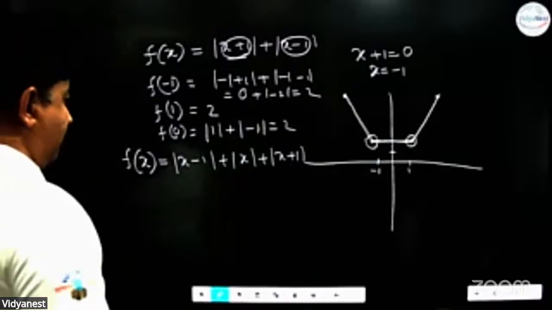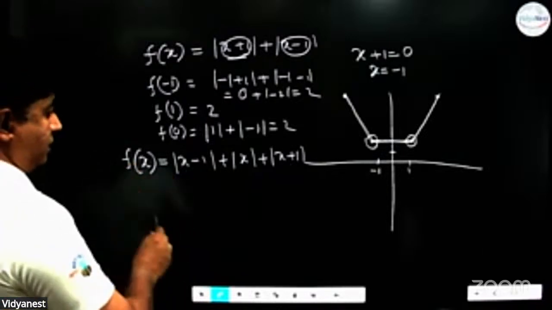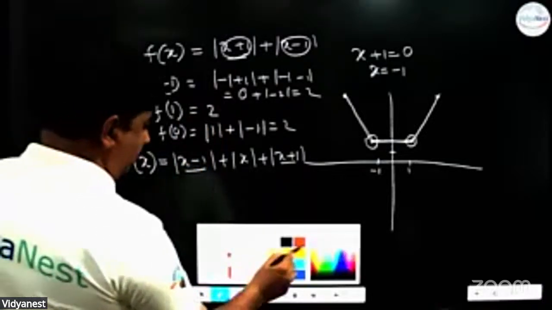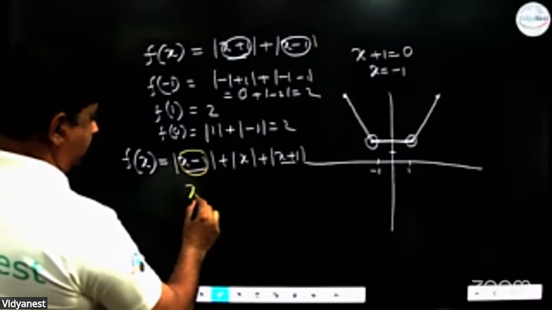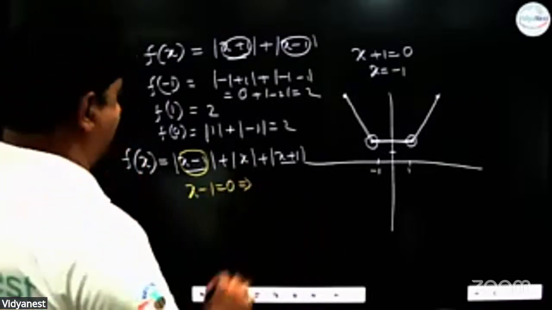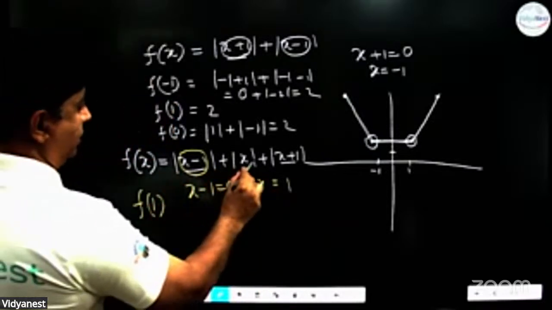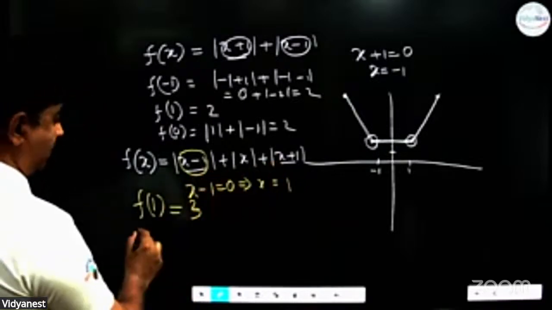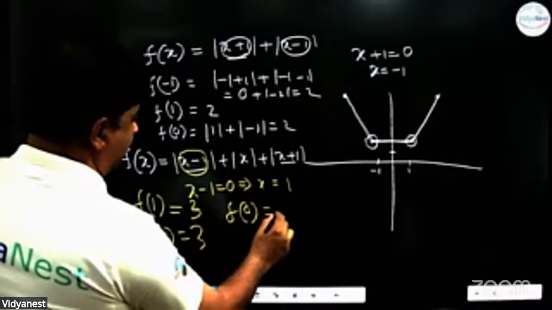See, you observe this. x plus 1, x minus 1 earlier you got. What will you do? You take this thing as 0. Just count the time. Within a minute I will draw. x is equal to 1. F(1), put here. 1 minus 1, 0, 1, 2, 3. By symmetry, we will get minus 1. That is also 3. Put 0, you will get 2.